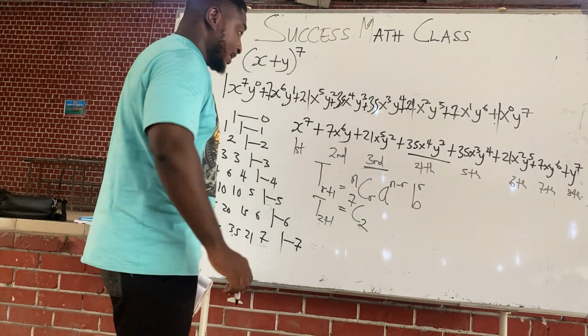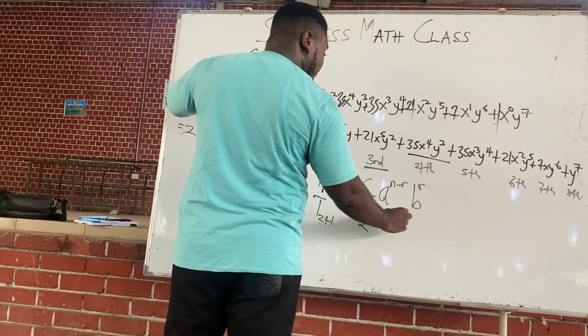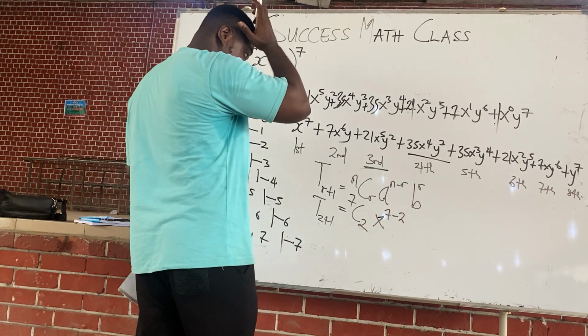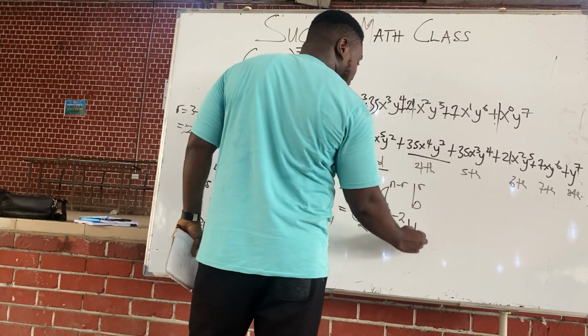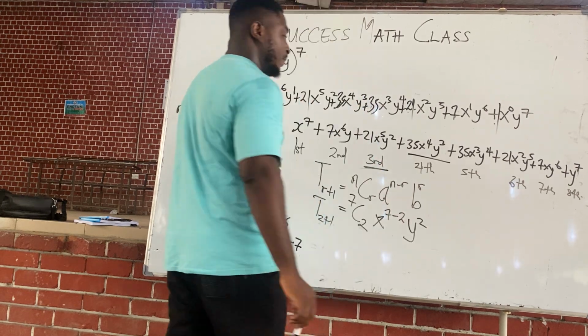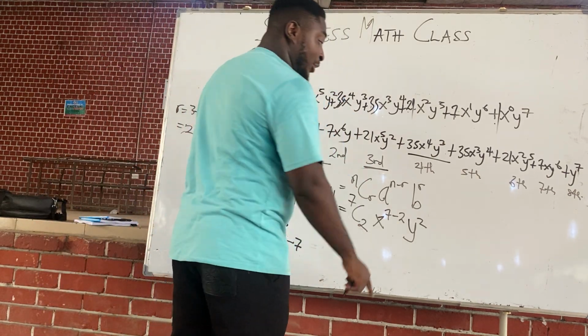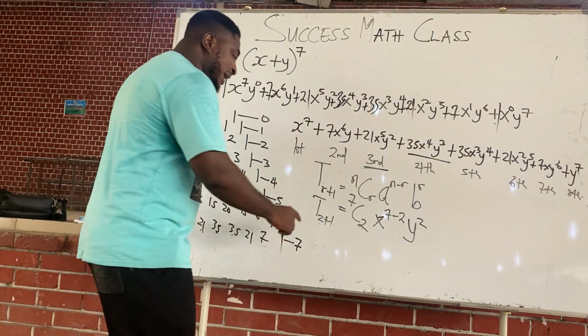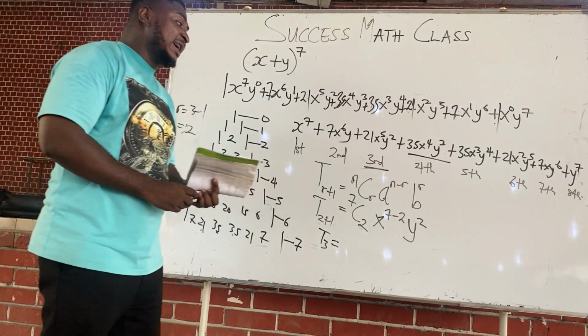7 combination 2. Who is A? X raised to power 7 minus 2. Who is B? Y. Y raised to power 2. So 7 combination 2, X raised to power 7 minus 2, Y raised to power 2. Class, T(2+1), what is 2 plus 1? 3. So the third term equals, class, the next thing we need to do now.